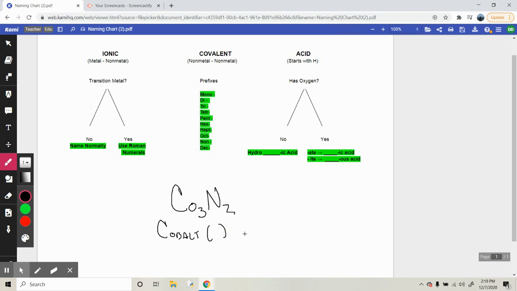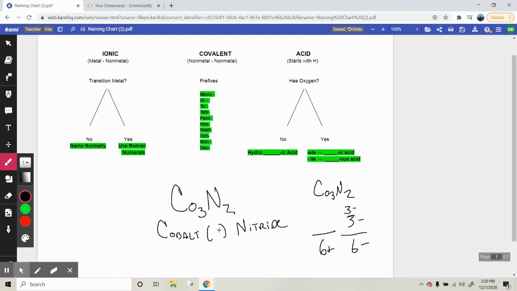And N is nitrogen, right? So it'll become nitride. I'm looking at my Co3N2 here. I know that nitrogen has a 3- charge, and that I have 2 of them for a total of 6-. That means all these cobalts must have a 6+ charge.